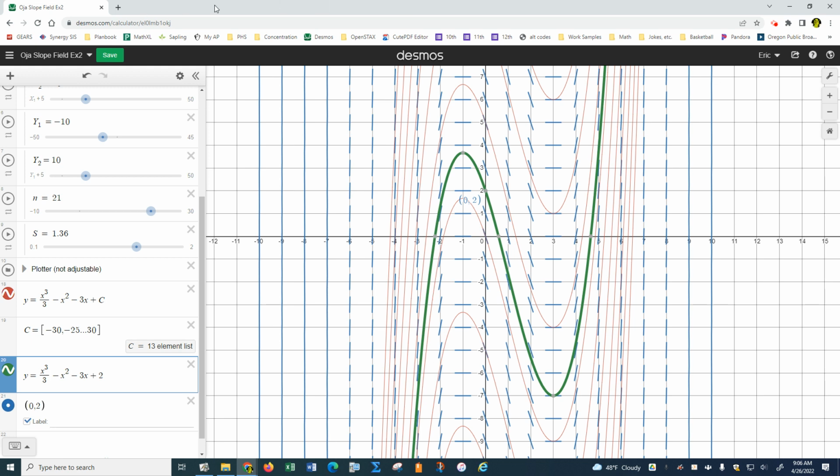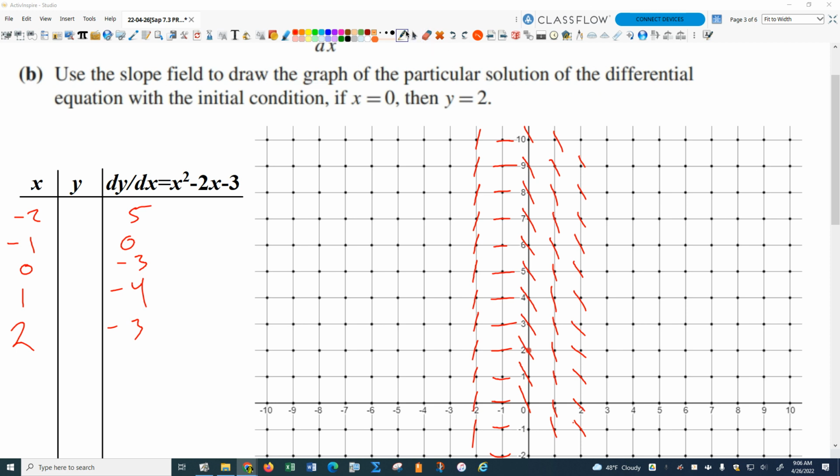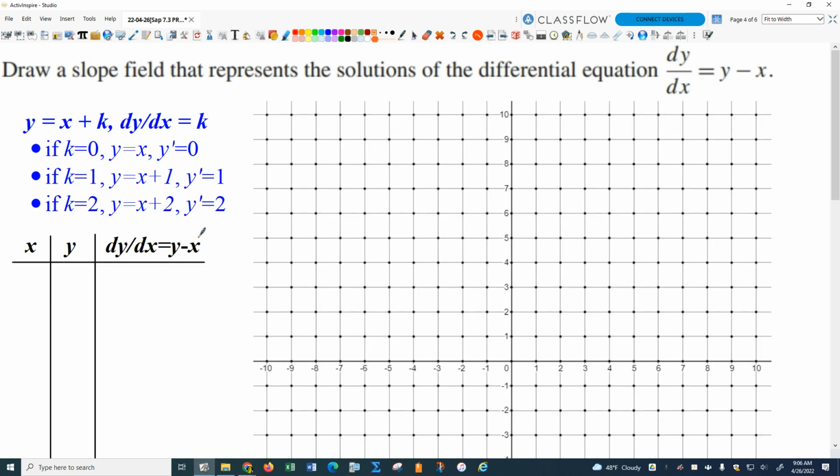Maybe just look at one more. Okay, so what about one like this? I want to look at this guy. So we get derivative equals y minus x. Now, this is a tougher one. This is not an ordinary separable differential equation.